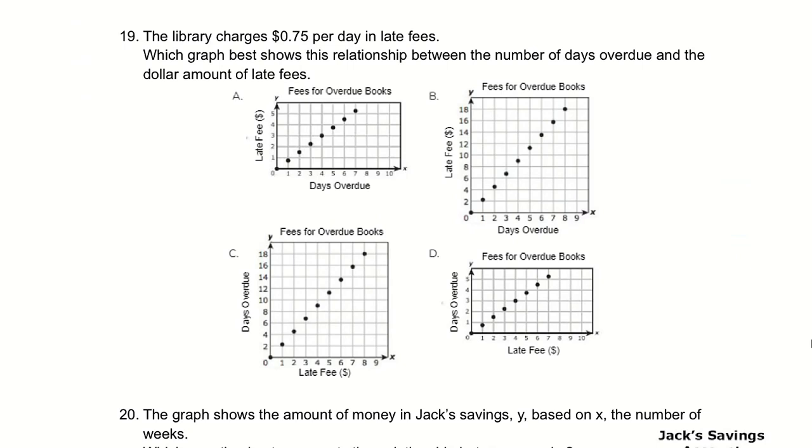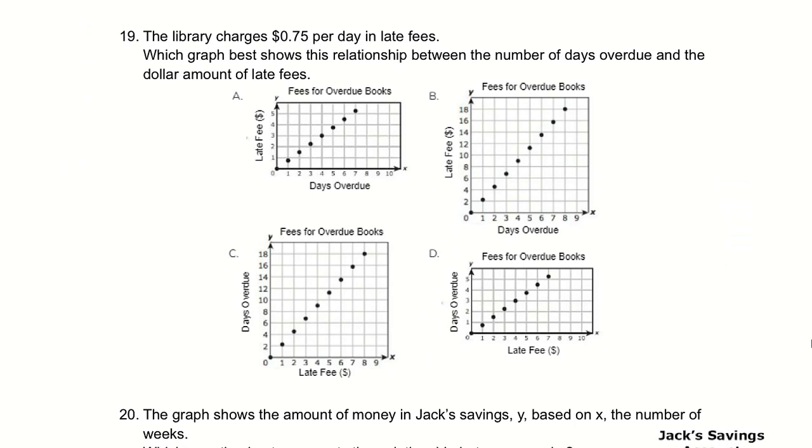All right. I'm not going to lie to you. When you look at this one, it's really kind of hard to read. So just pay attention to the little bitty things, okay? The library charges 75 cents per day in late fees. Which graph best shows this relationship between the number of days overdue and the dollar amount of late fees?